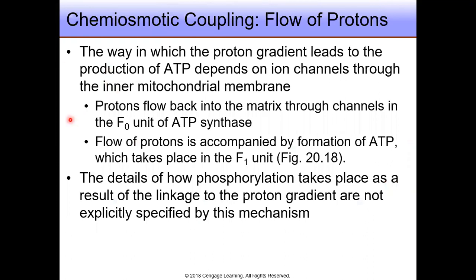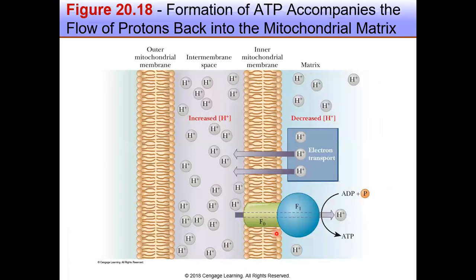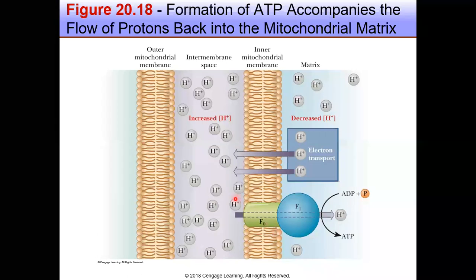Then again, protons flow back into the matrix through channels in the FO unit of the ATP synthase, and the flow of protons is accompanied by formation of ATP, which takes place in the F1 unit. We will see this figure in figure 20.18. Notice here we have formation of ATP accompanies the flow of protons back into the mitochondrial matrix.